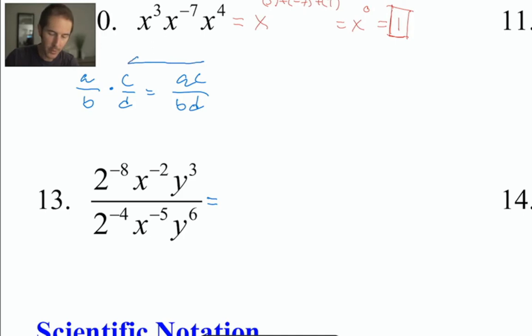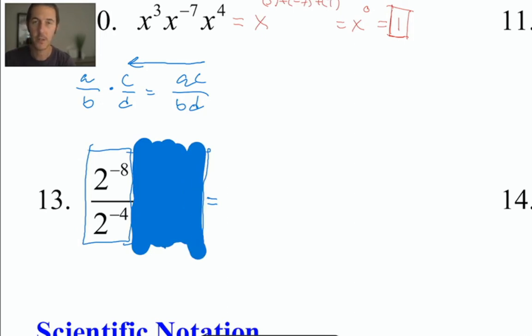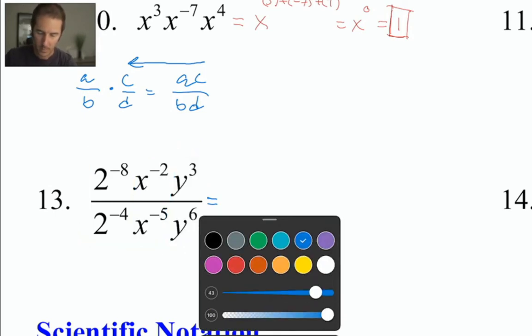Can you work this process from right to left? Could you take one big fraction and split it up and write it as the product of different fractions? Absolutely. So I could write this as 2 to the negative 8 over 2 to the negative 4 as its own fraction times x to the negative 2 over x to the negative 5 as its own fraction times, as its own fraction, y to the third over y to the 6. And then maybe it would be more clear that you can sort of temporarily disregard those and just think of this as that more simplified problem where top and bottom each have the same base, so we can do the subtraction of the exponents. But here it's being written all as one big blob for us. So let's try to work it just like this.